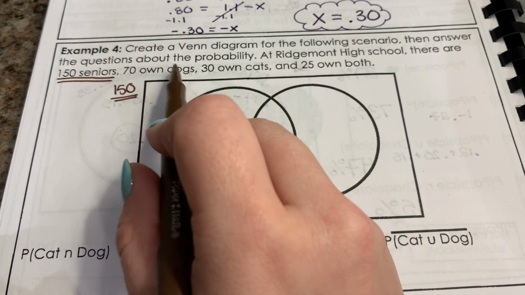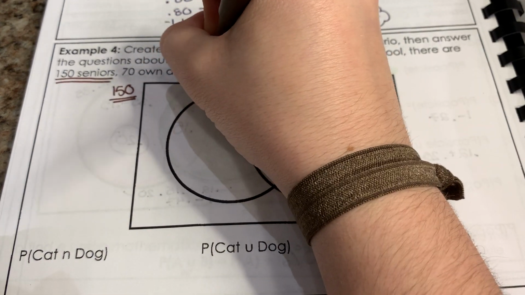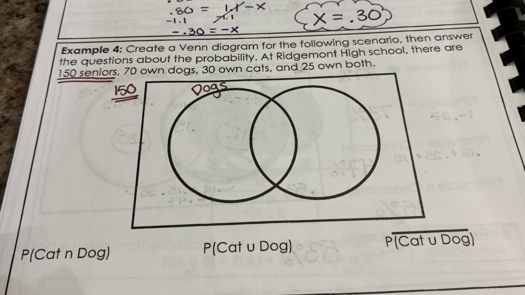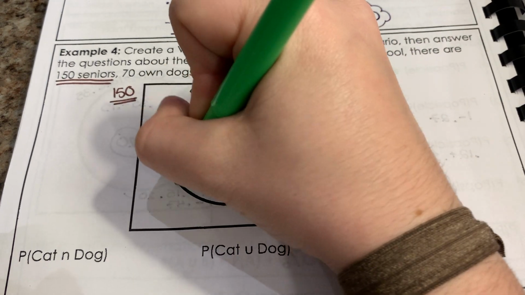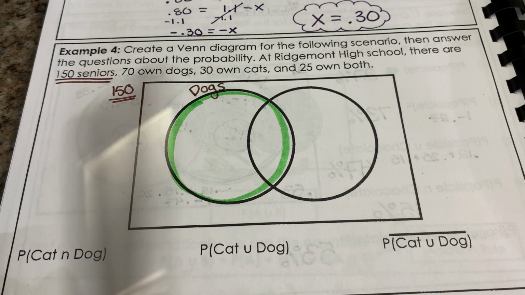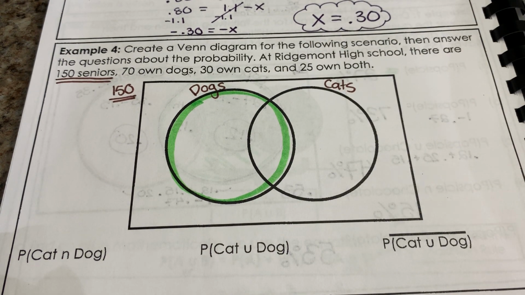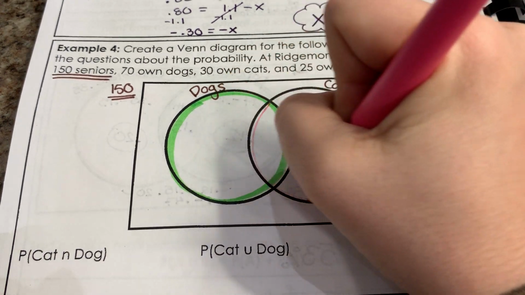Then it says 70 own dogs, 30 own cats. So in our situation, this entire circle is dogs. Remember before, this entire circle represents dogs. This entire circle over here represents cats, with my lovely dying pink marker.